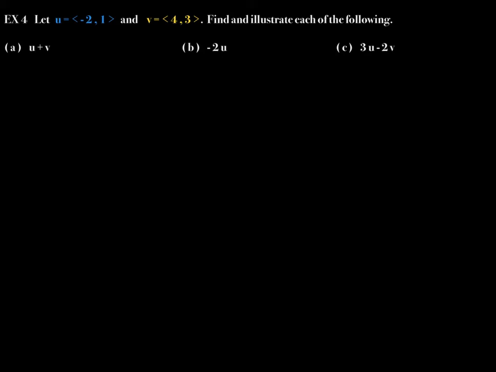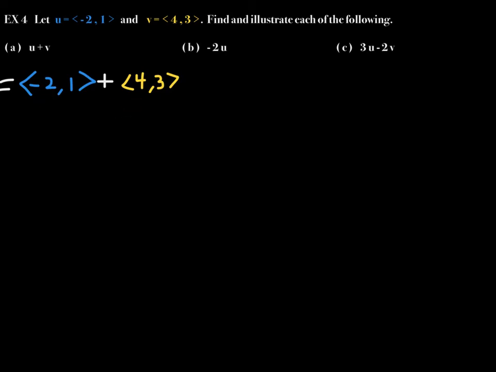All right, this example shows how we can operate on vectors. That is to say, it shows vector operations. So they've given us two vectors here, vector u, which is identified as negative 2, comma 1, and vector v, which has components 4, 3. We need to find and illustrate each of the following. Let's do this one at a time. Let's find u plus v, and then we'll illustrate it, all right? Okay, everybody, I have vector u written on the board and vector v also on the board.